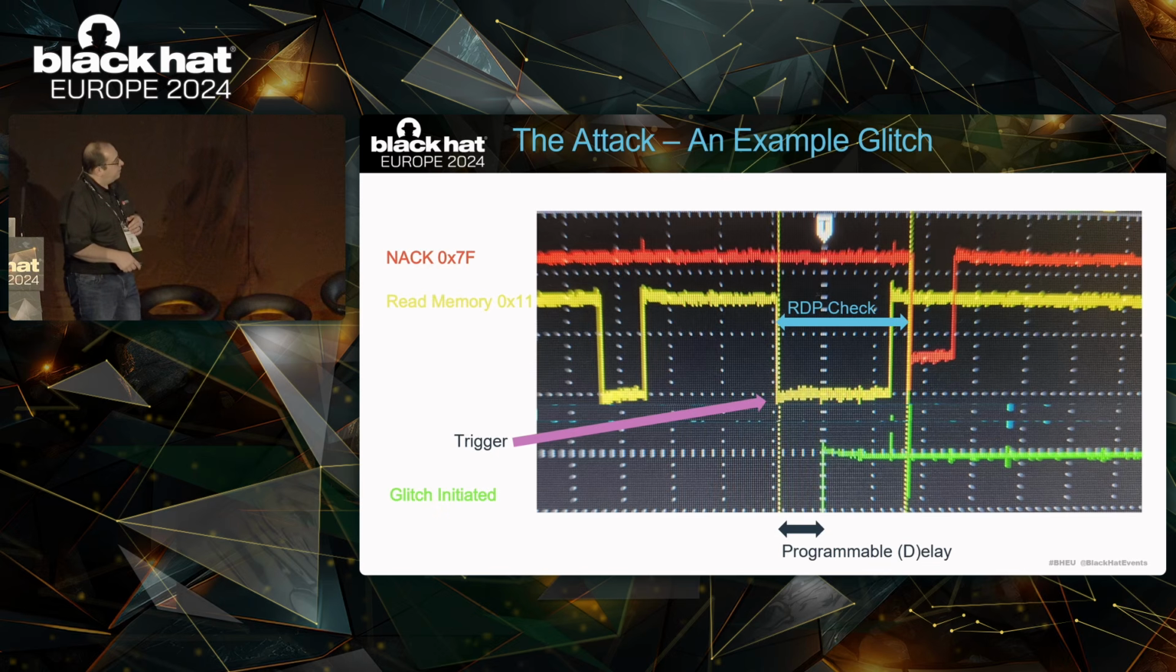And then the conclusion of the cycle would be the response from the target in red, which would be, in this case, a NAK. But what this clearly defines here is the ultimate window of where the RDP check would be happening. So the blue arrow there indicates the maximum range of the RDP check.